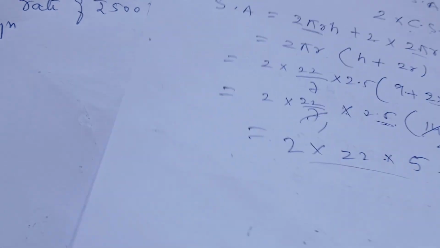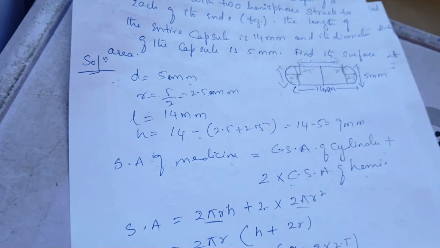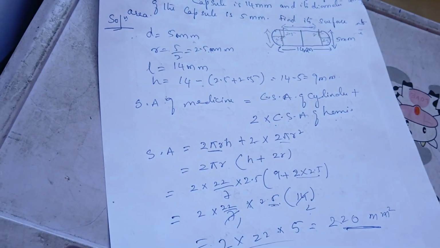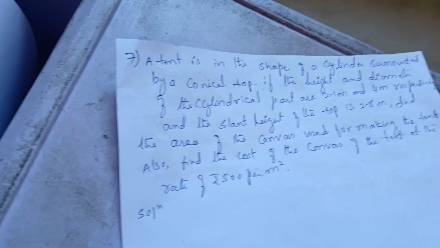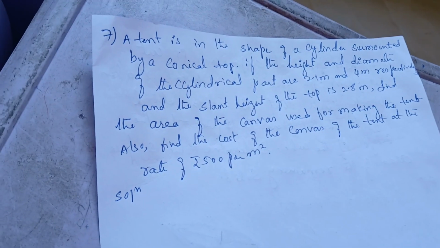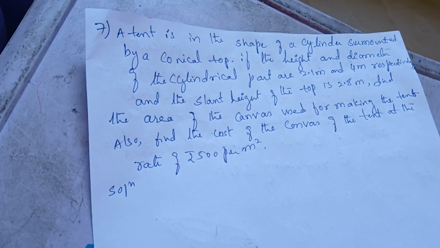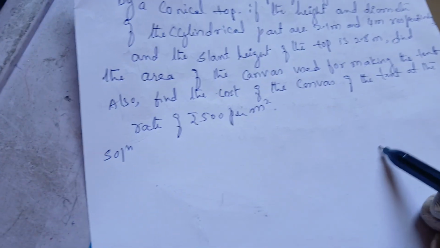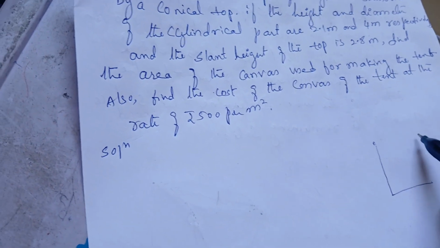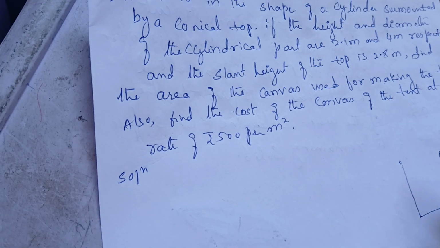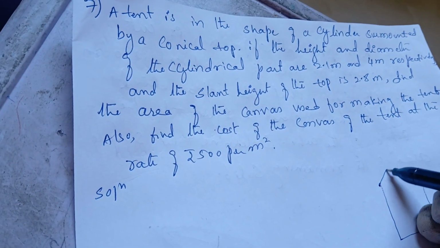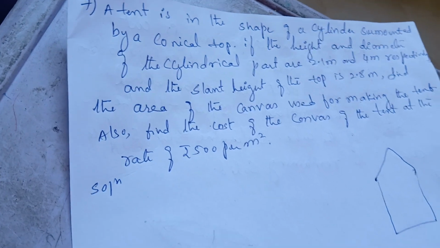So next, hope you have copied this problem. So we will go to the next problem. Seventh one. A tent is in the shape of a cylinder surmounted by a conical top. So there is a tent of cylindrical shape. It is surmounted by a conical top. So this cone shaped top is there.